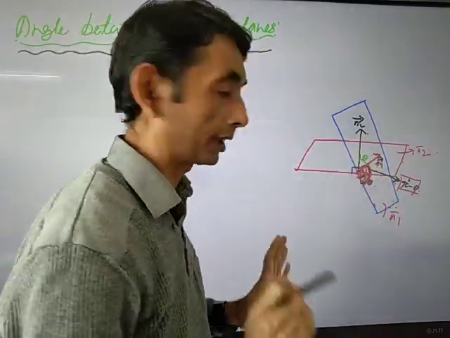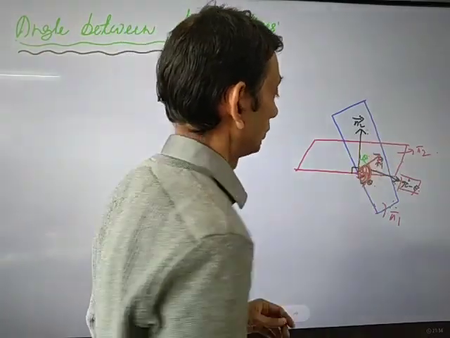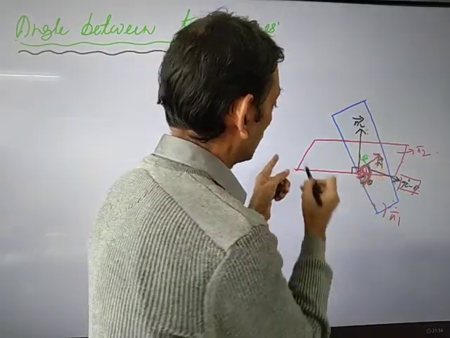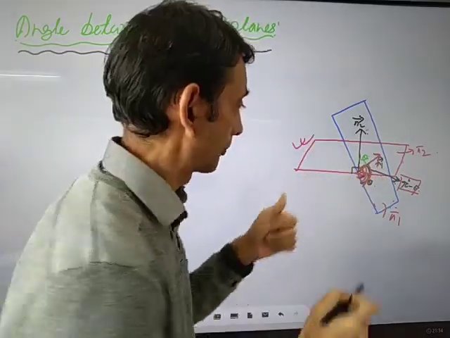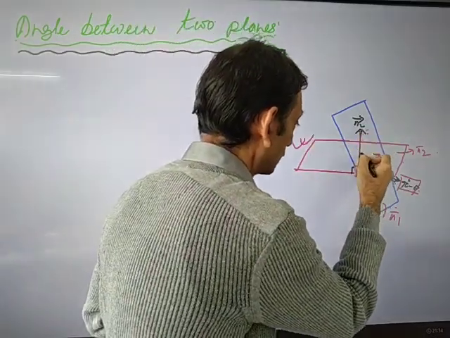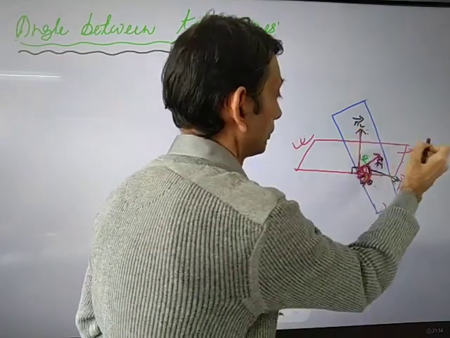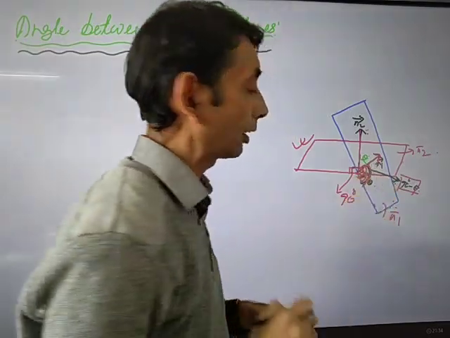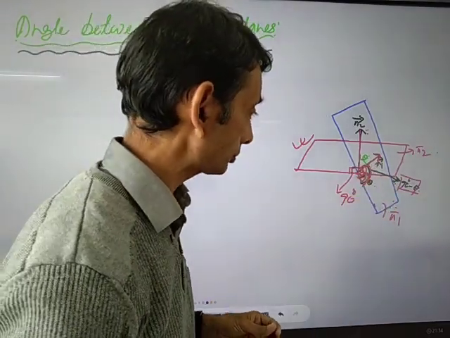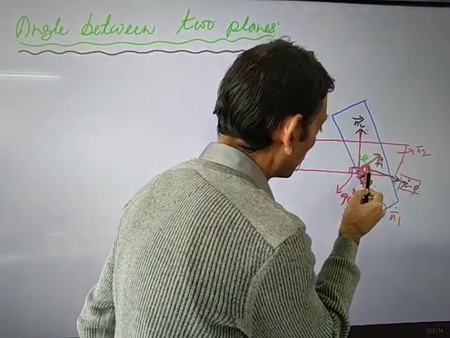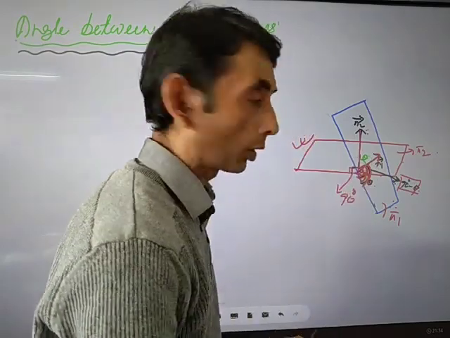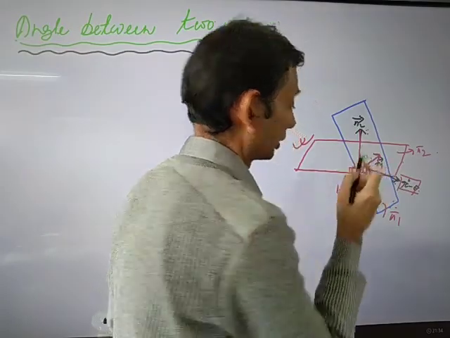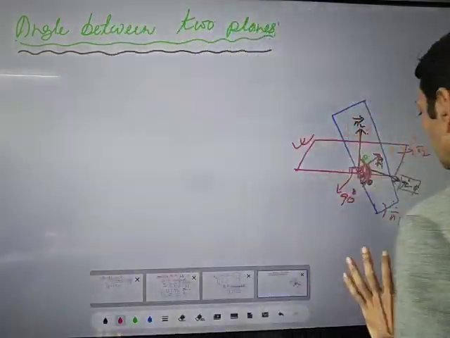Similarly, what is n2? Vector n2 is perpendicular to this plane, that is pi 2. That means this angle is 90 degrees. Now, if this is 90 degrees, and this angle is 90 minus theta, then this angle has to be theta. Is it okay? So I'll just repeat this.